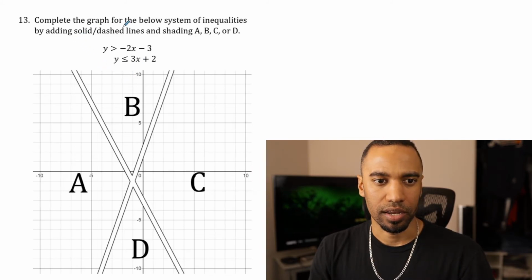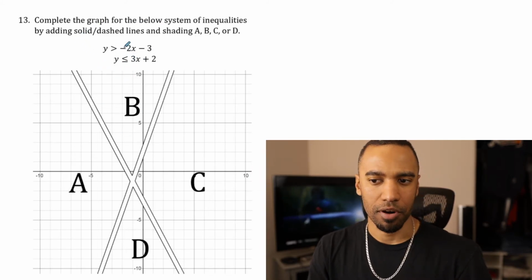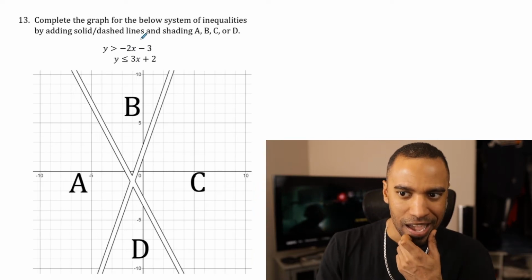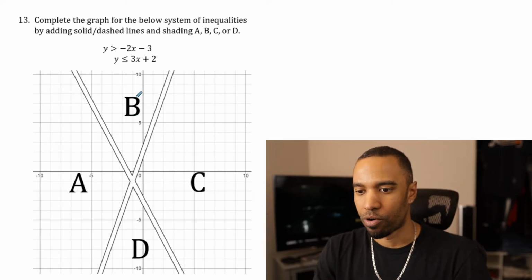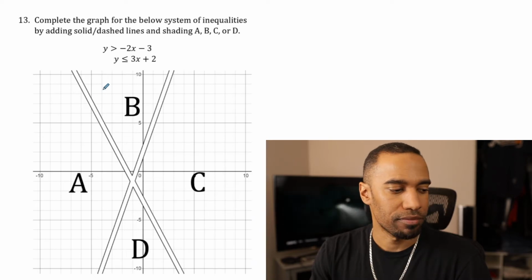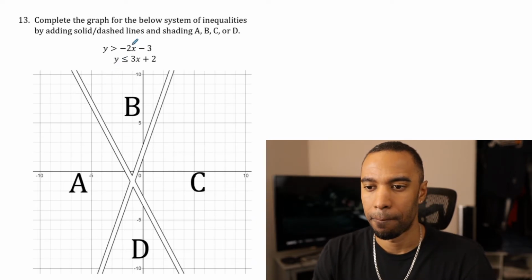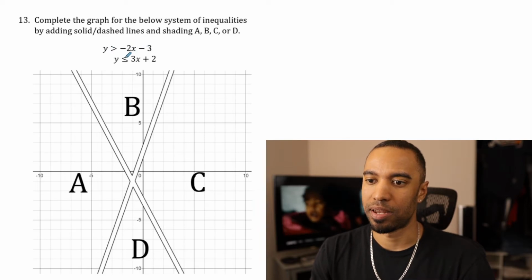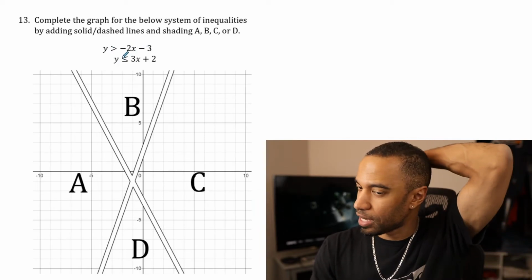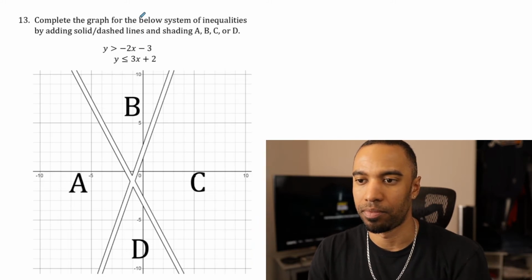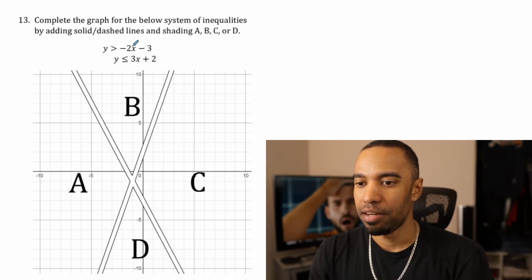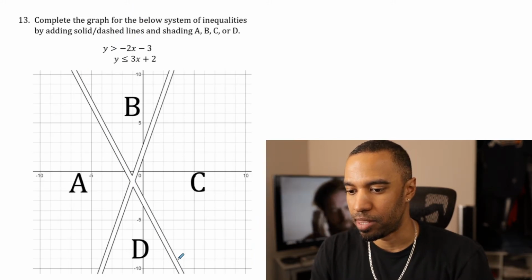Number 13, we are going to complete the graph. So these are kind of already graphed. The boundary lines are graphed, and we got to shade one of these four regions as well. But we also have to determine whether the lines will be solid or dashed for these. So y is greater than negative 2x minus 3, and y is less than or equal to 3x plus 2, both in slope-intercept form. That's cool. Negative 2x minus 3 is the negative slope line. It's going to be this one right here.